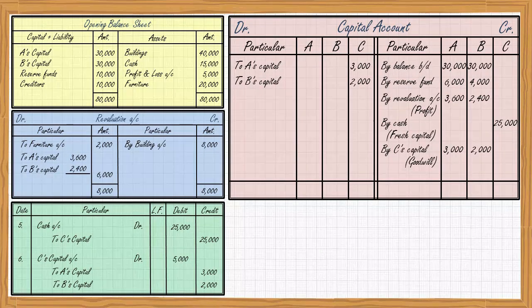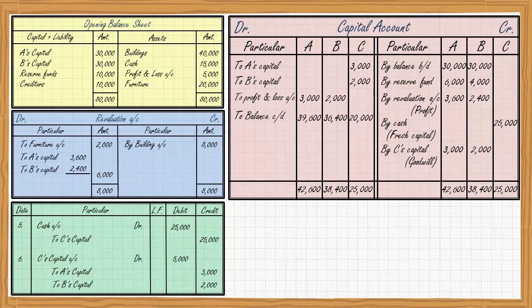So in this way, on credit side, the total of A's capital is 42,600, 38,400 and then 25,000 rupees. And on debit side, you have to write down to profit and loss account, 3,000 and 2,000 in A's column and B's column. And then to balance c/d, 39,600, 36,400 and 20,000 rupees. So in this way, the totals on both sides are 42,600, 38,400 and 25,000 rupees.